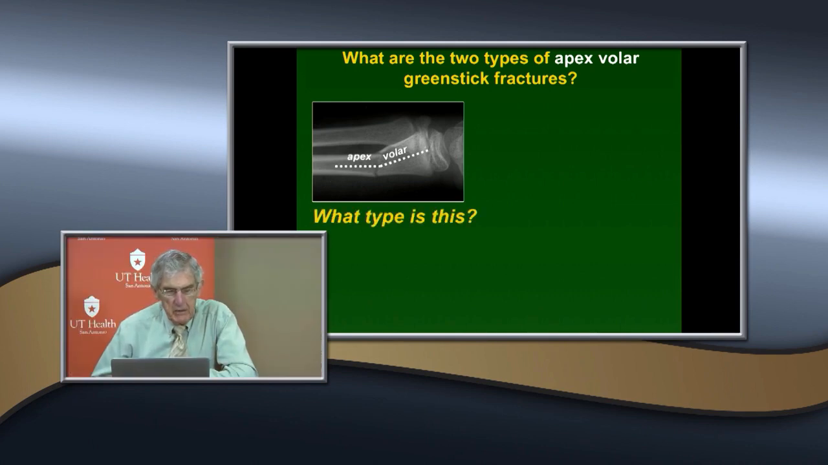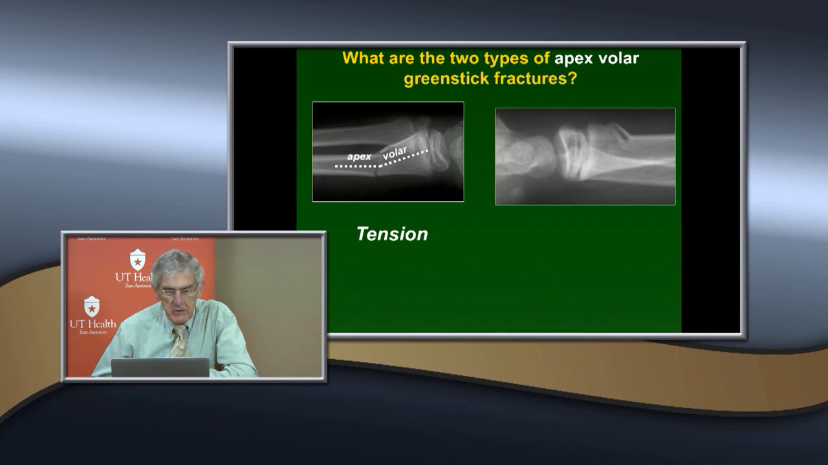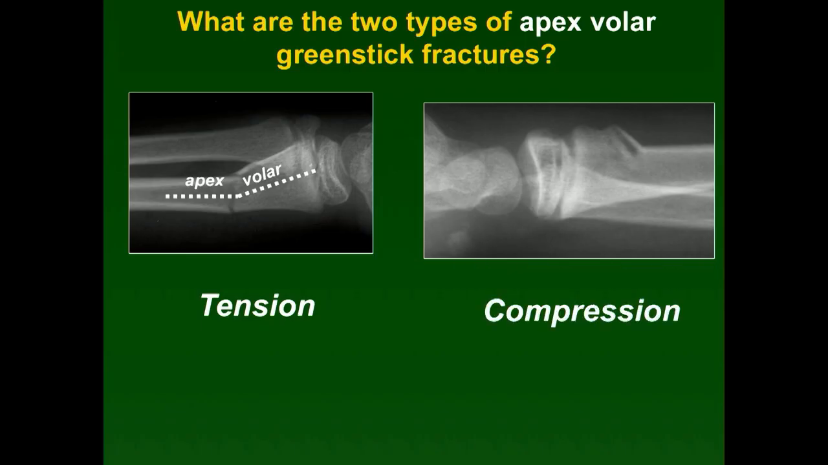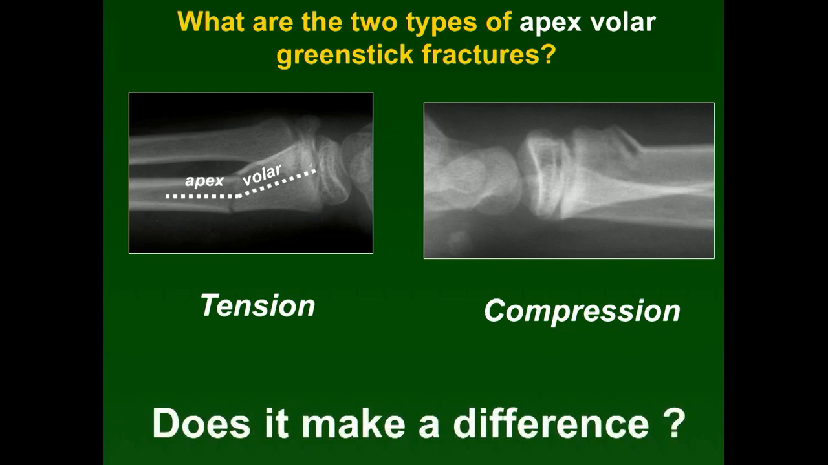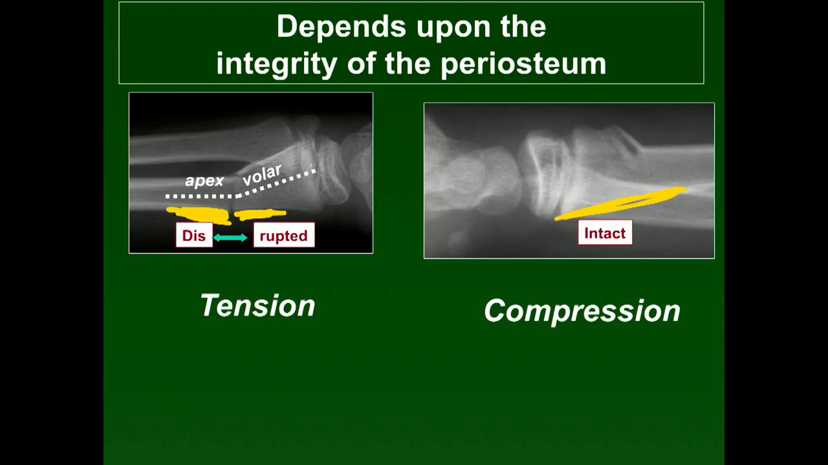This is a tension type here, and this one here has actually just failed in compression, but it hasn't failed in tension. So, does it make a difference? Yes. In what respect? Tension tends to have a higher risk of. That's right. It depends on the integrity of the periosteum. In the tension type, probably the periosteum is ruptured, whereas in the compression type, the cortex is intact. So these are unstable, and these are stable.